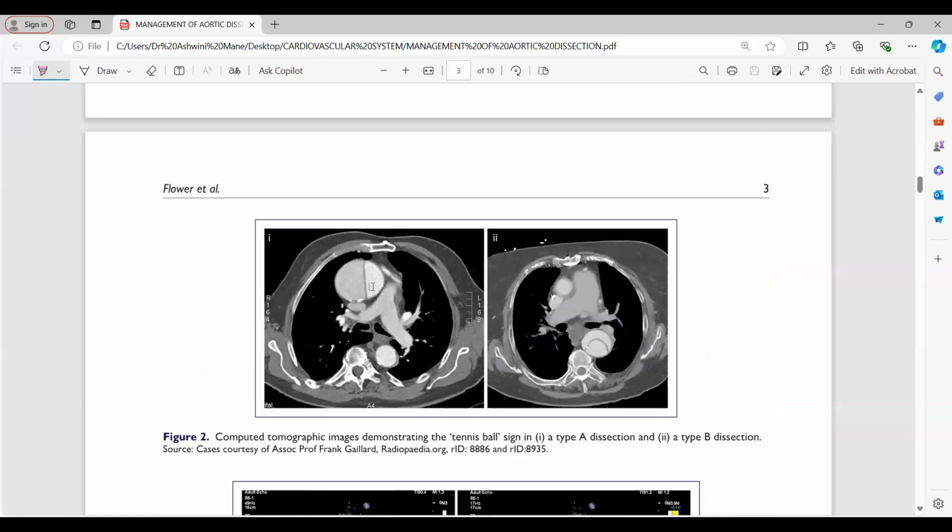So this is our CT imaging demonstrating the tennis ball sign in type A dissection, and that's shown in figure 1, and in figure 2 there is a type B dissection.